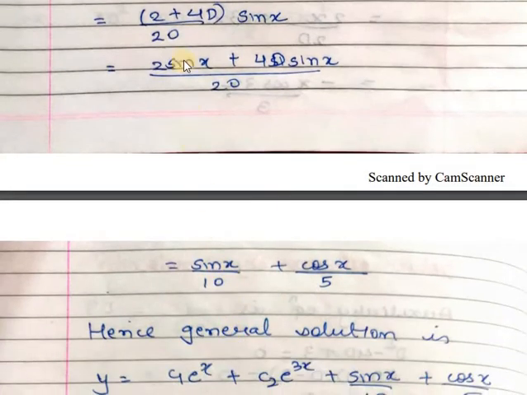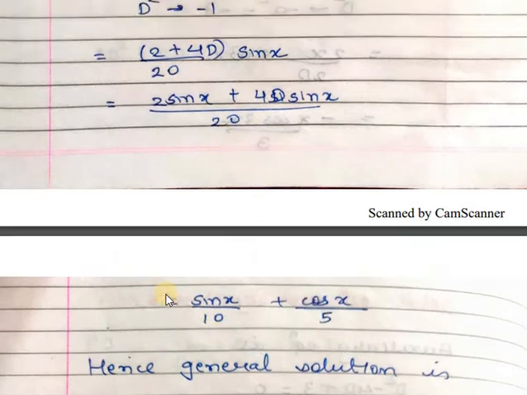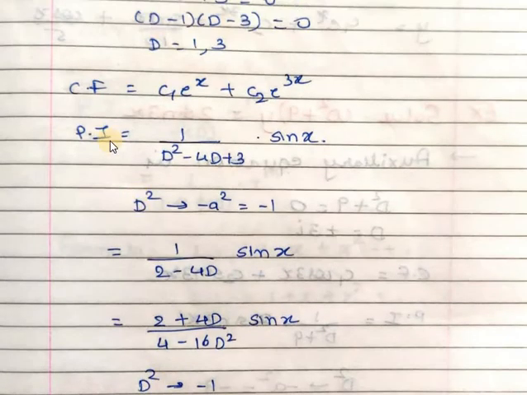Now here this can be written as sin x divided by 10, because 2 by 20 is 1 by 10. Plus, here the derivative of sin x. D is a differential operator, that is d by dx. So here we will have to take the derivative of sin x. The derivative of sin x is cos x. So here it will be cos x divided by 5, because 4 by 20 is 1 by 5. So this is our answer for yp.